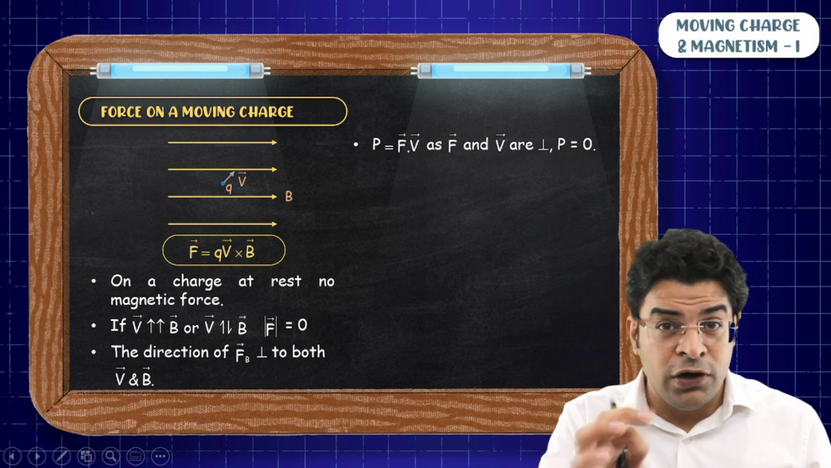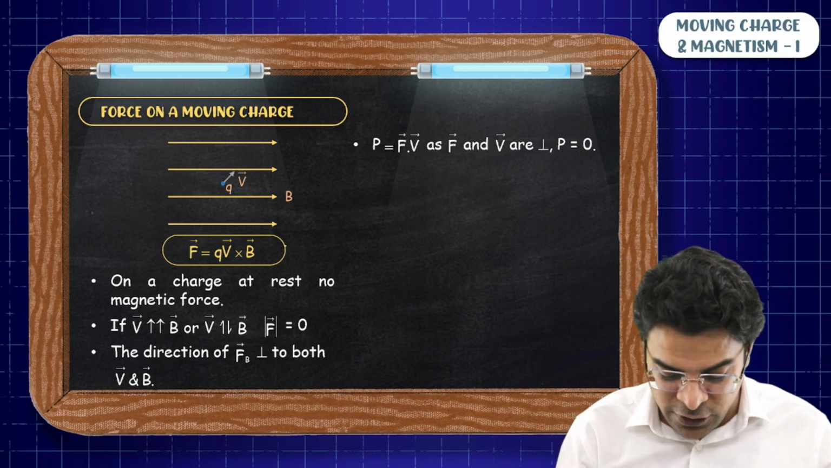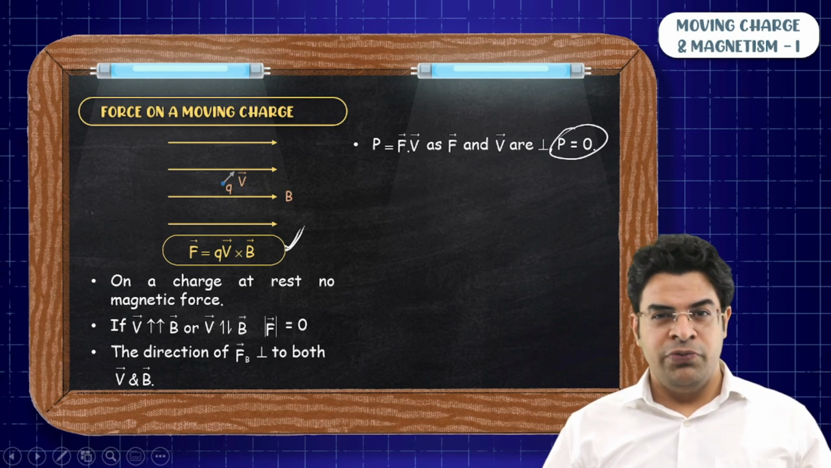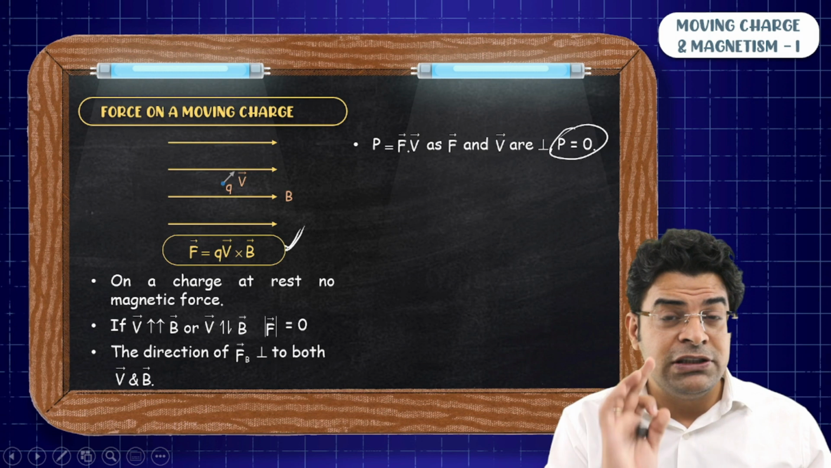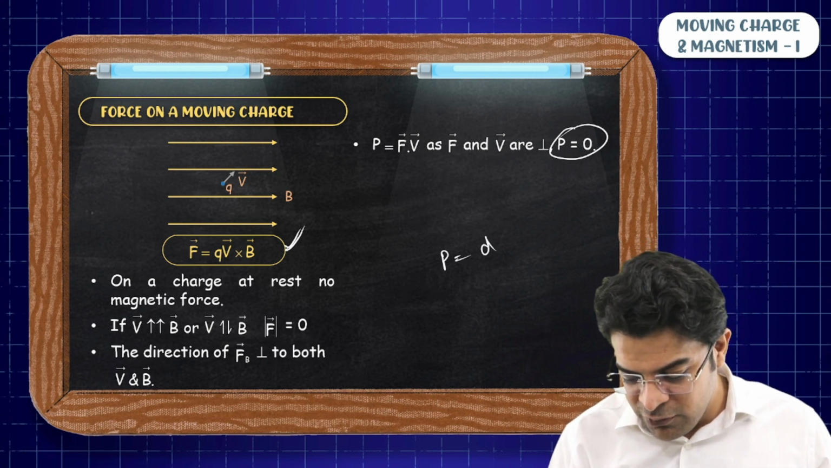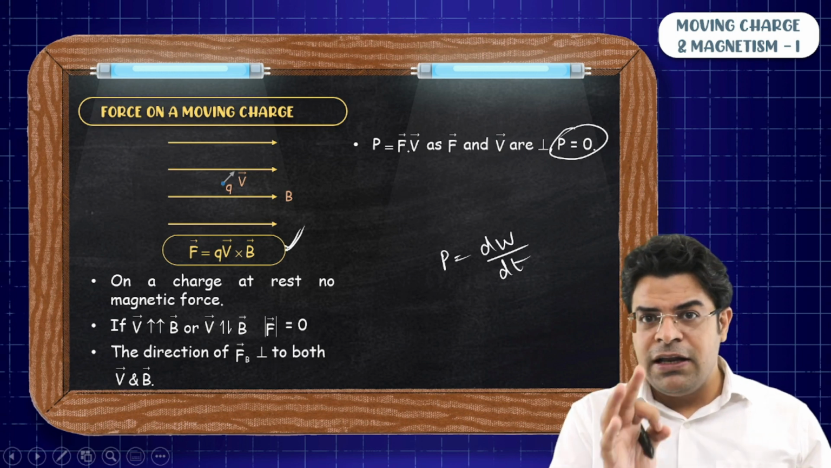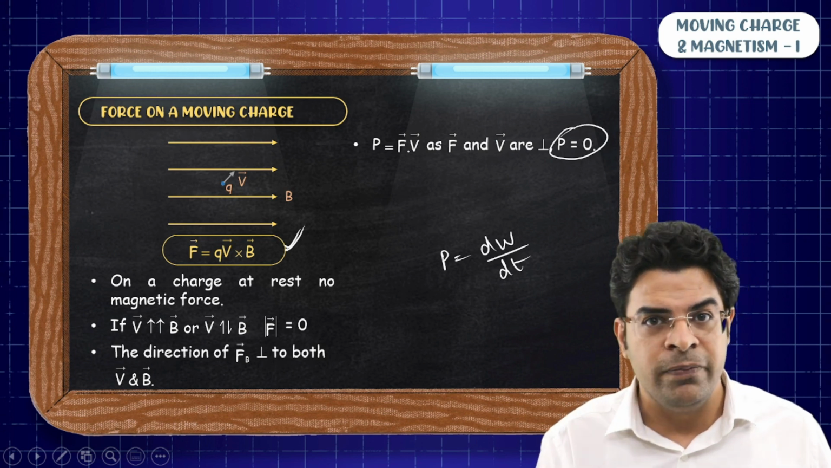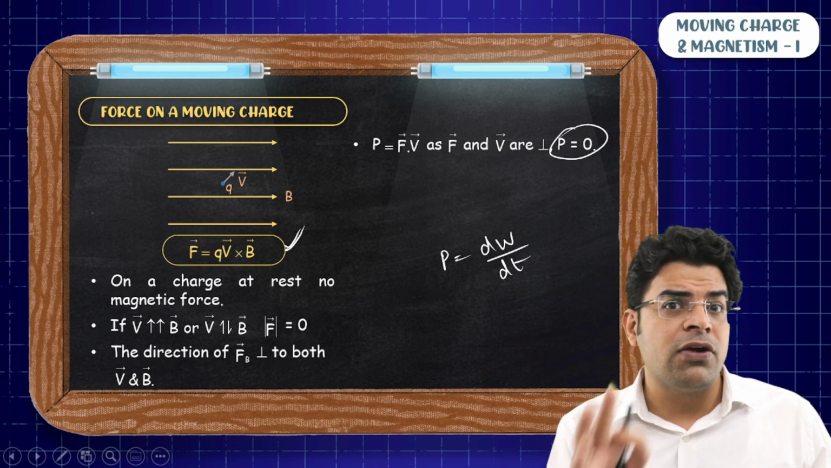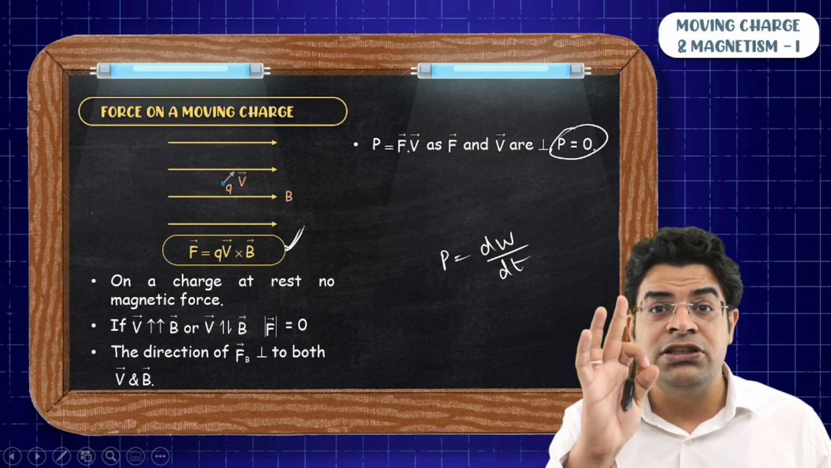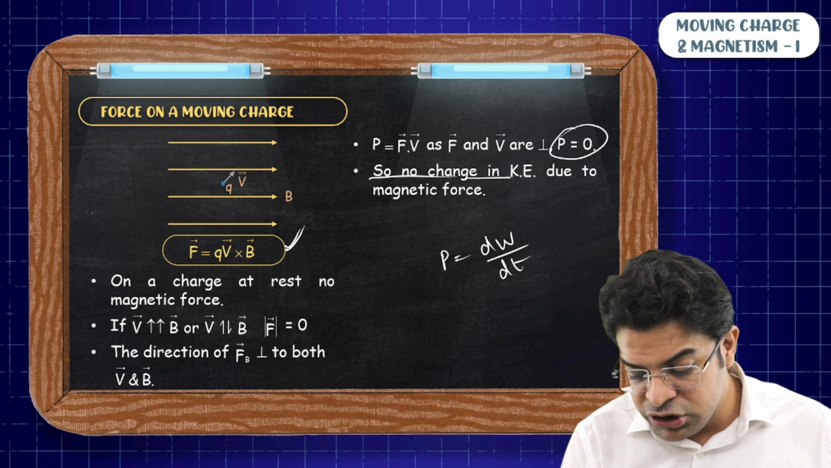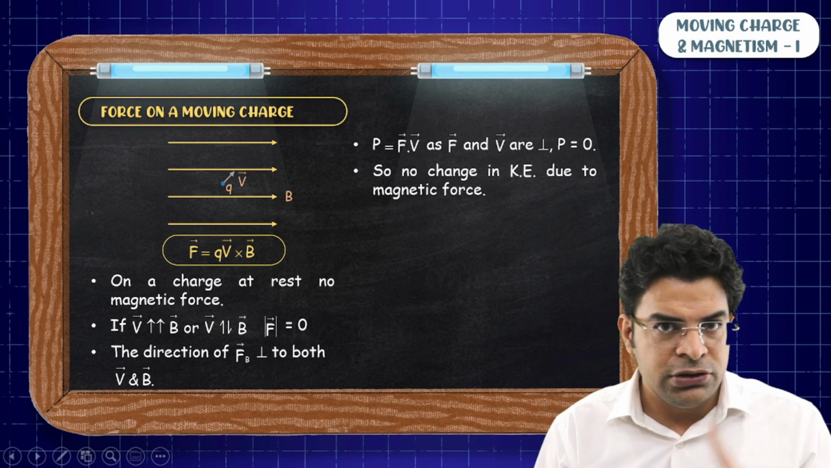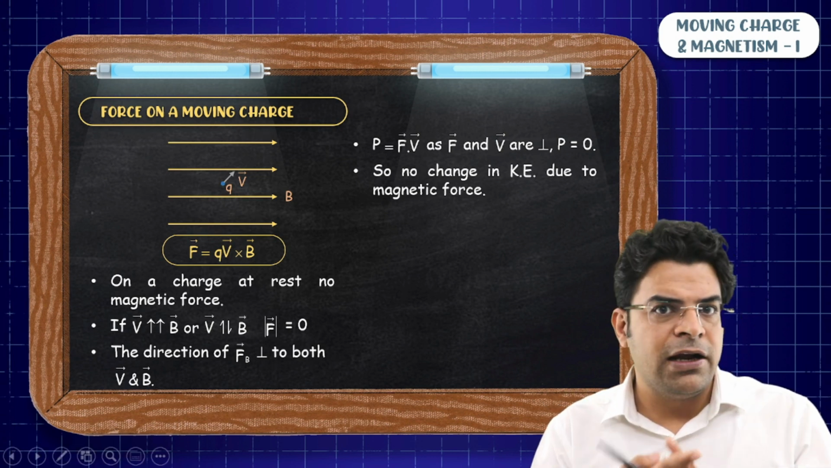Now let's talk further about the important points which you can say just by looking at this simple formula. The next point is, if the power delivered by the magnetic force is 0, what is power? Sir, power is the rate of doing work. So if the power delivered by the magnetic force is 0, the magnetic force can't do work on the charged particle. And if the magnetic force can't do work on the charged particle, then it can't change the kinetic energy. So the next point, no change in kinetic energy due to magnetic force. Why? Because, sir, magnetic force you get from Q into V cross B. Yes, sir. So magnetic force has to be perpendicular to velocity.